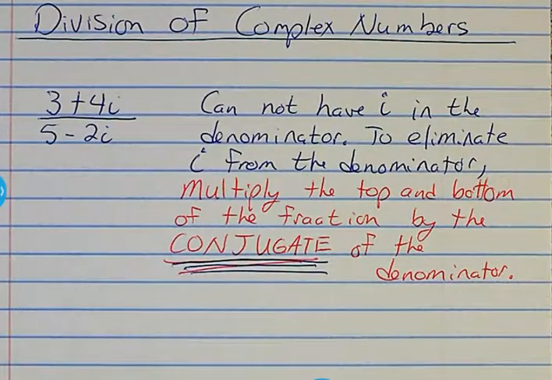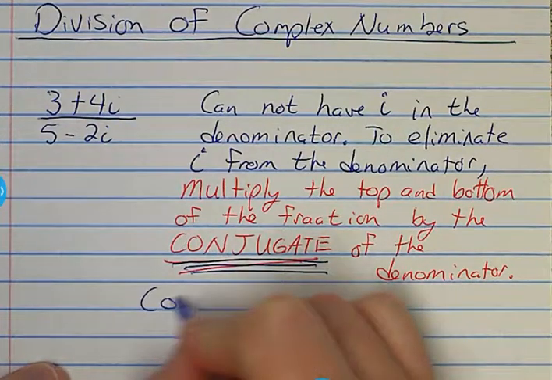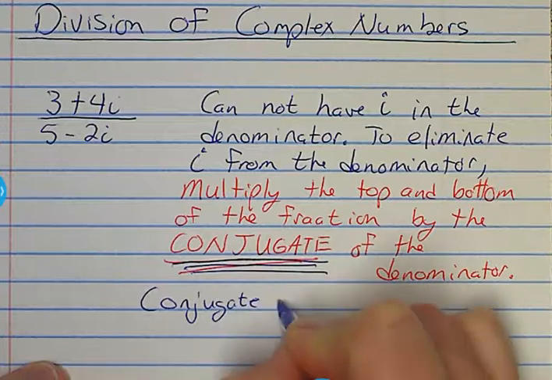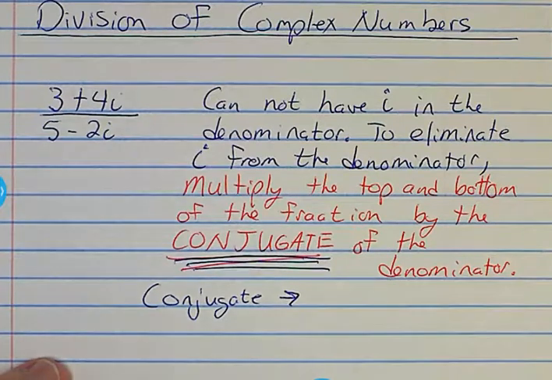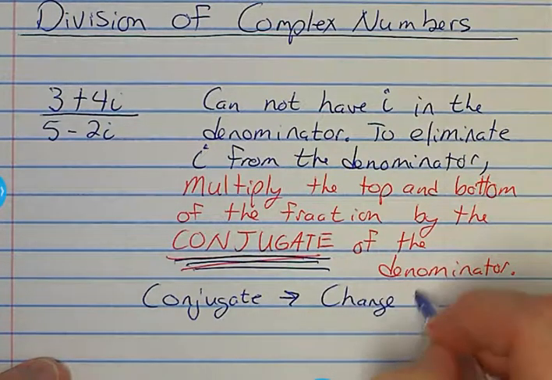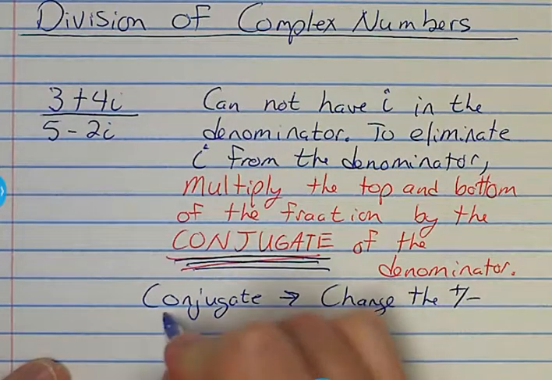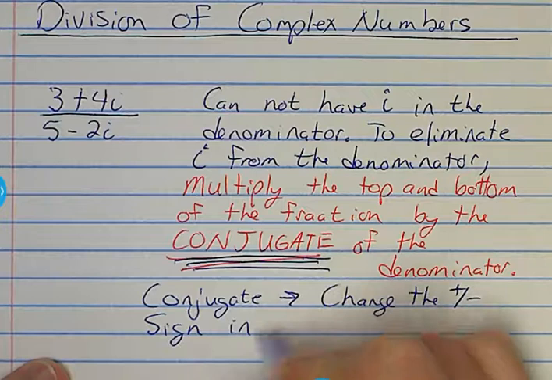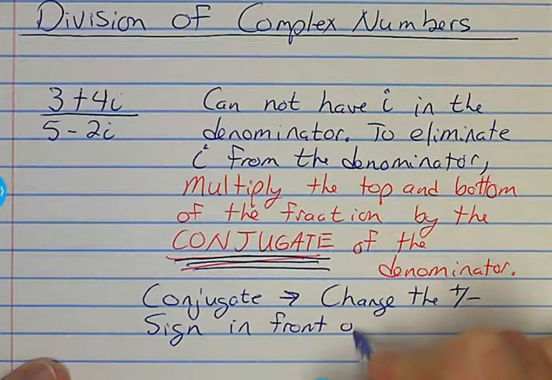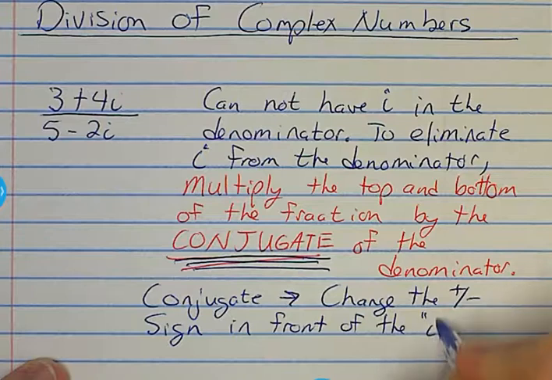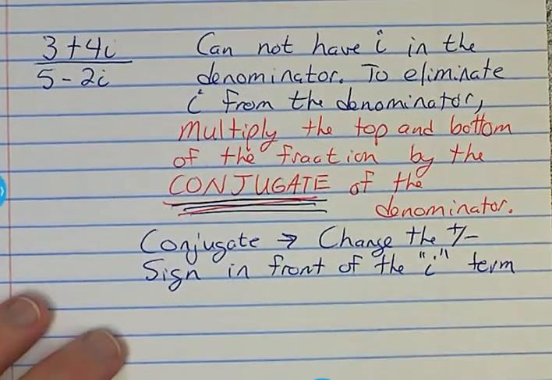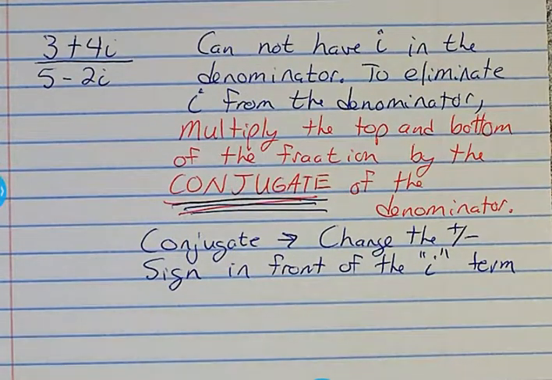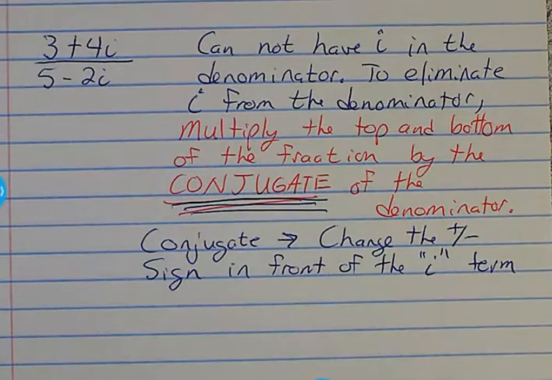Okay, here's what conjugate means. All you have to do to find the conjugate of something, it's like one of the easiest things in the world that you'll ever do. All you do is just change the plus or minus sign in front of the I term. That's all you have to do. So if they ask you to find the conjugate, it's the easiest. All you do is just change one sign. Whatever the plus or minus sign is in front of the I term, change that one.